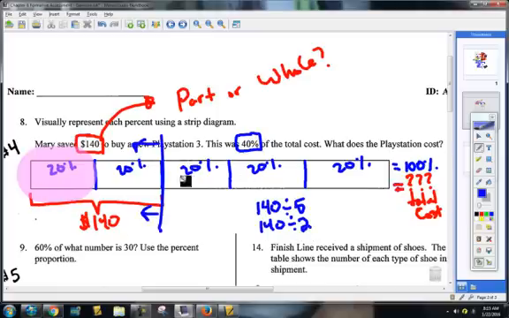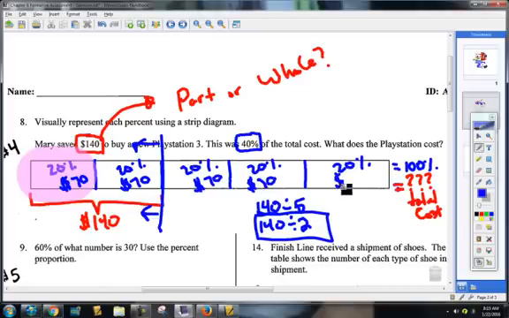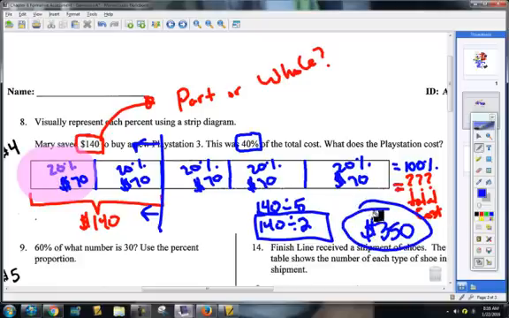So these we don't know yet. These aren't even saved yet. She has not saved that amount of money. She has only saved those 2 sections. So it's got to be 140 divided by 2, which would make $70 in each piece of this strip diagram. And your strip should look like this. Now, if we're trying to find the total cost, obviously it's going to be 70 times 5, which would be $350 for the full cost.